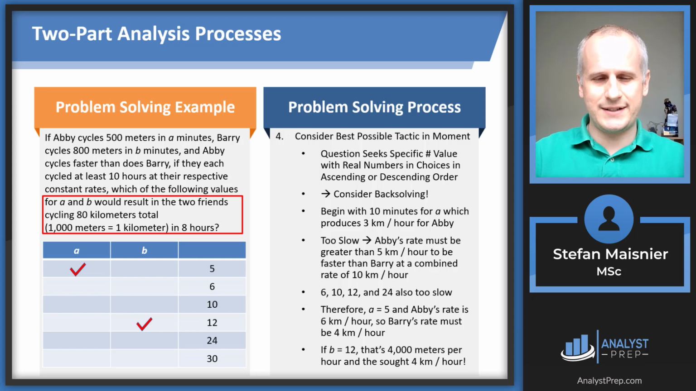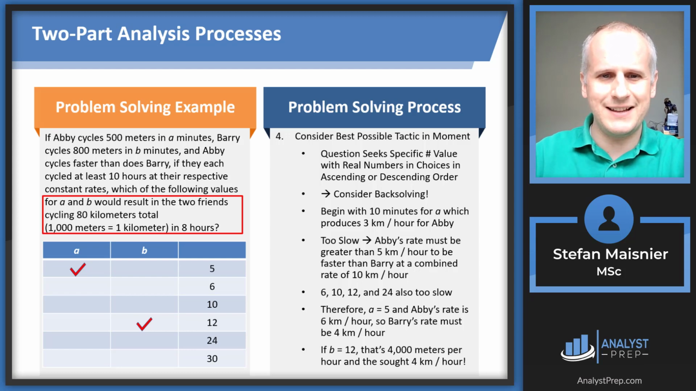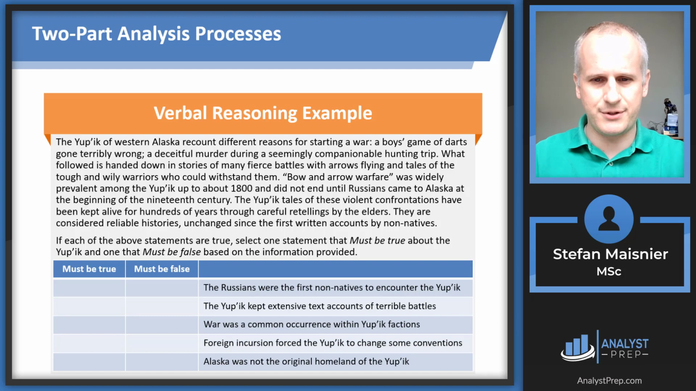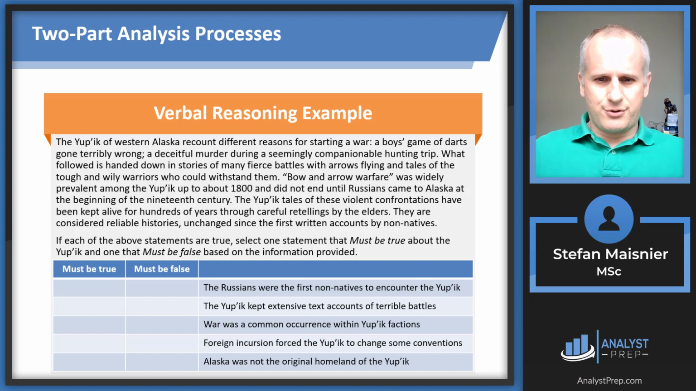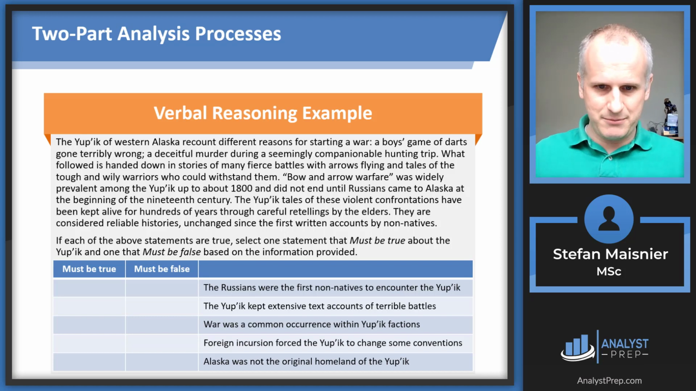So now that we've seen a quantitative 2-part analysis problem, let's take a look at a verbal reasoning example. So here we've got a relatively dense passage that we've got to evaluate, but we're still going to look at the answer or the question task first. And that says, if each of the above statements are true, we need to select a single statement that must be true about the U pick and one that must be false about the same U pick based on the information that's provided. I don't want to look at the answer choices, but I know that I'm just going to be asked to find something that absolutely has to be true and find something that absolutely has to be false.